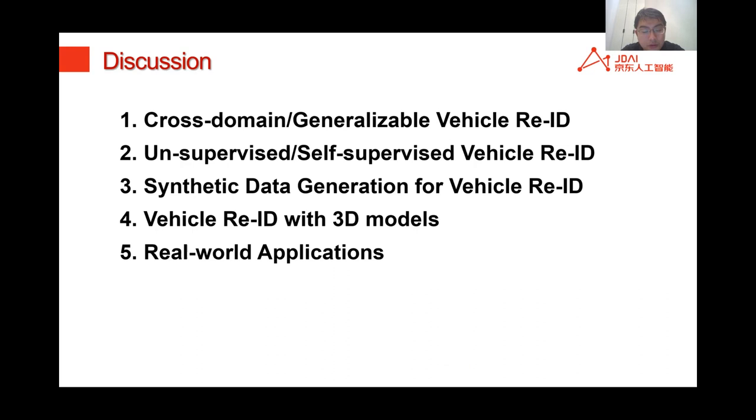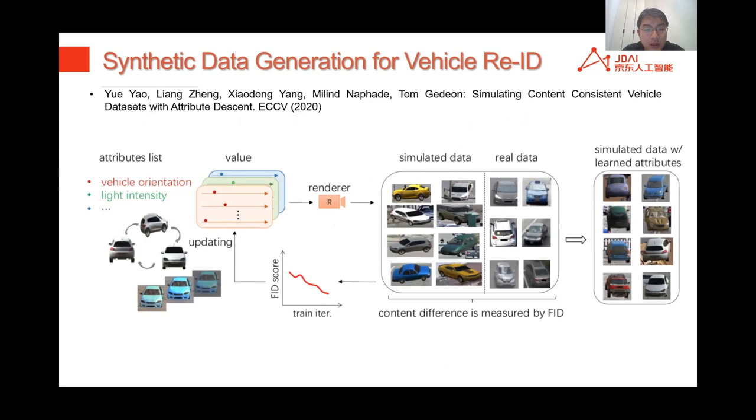To solve the data limitation problem, synthetic data generation for vehicle identification is an interesting and also an important research topic. For example, this paper introduces a large-scale synthetic data set, which is named VehicleX. It is collected by the 3D graphics engine named Unity. This data set contains 1,362 vehicles of various 3D models with fully editable attributes. We also propose an attribute descent approach to let the synthetic data approximate the attributes in the real-world domain.